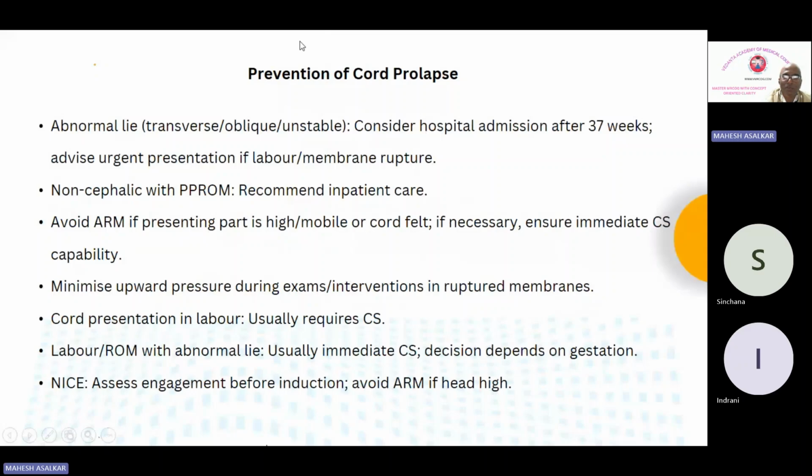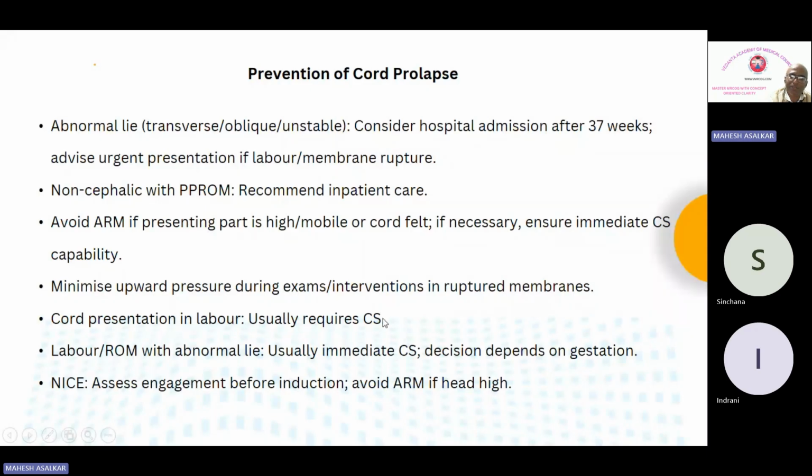Now coming to the prevention of cord prolapse. When we have an abnormal lie, that is transverse, oblique, unstable, consider hospital admission around 37 weeks of gestation. Advise urgent presentation if there is rupture of membranes. If it is non-cephalic with PPROM, recommend inpatient care. Avoid ARM if the presenting part is high, mobile, or the cord is felt. If necessary, ensure immediate cesarean section capability. Minimize upward pressure during examination and interventions in ruptured membranes.